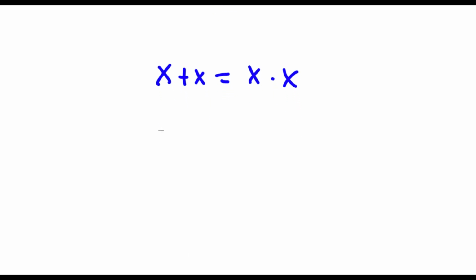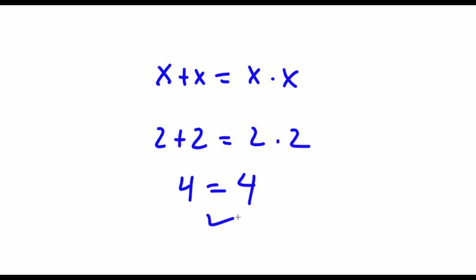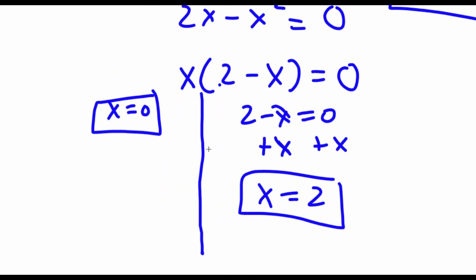Now, if x equals 2, I have 2 plus 2 is equal to 2 times 2. 2 plus 2 is equal to 4. 2 times 2 is also equal to 4. So 4 equals 4 as well, meaning our two solutions here are both correct.